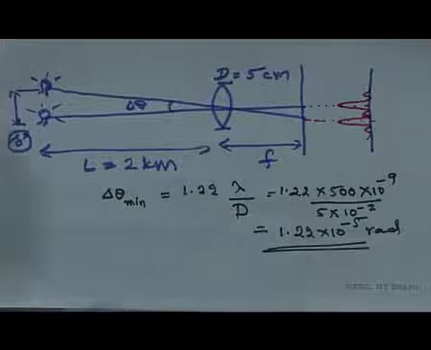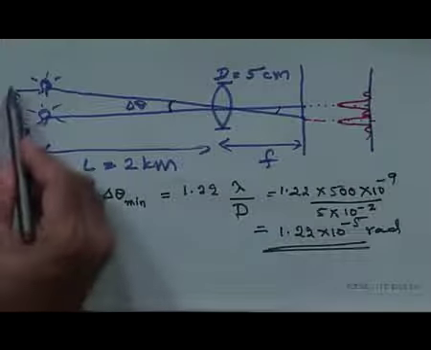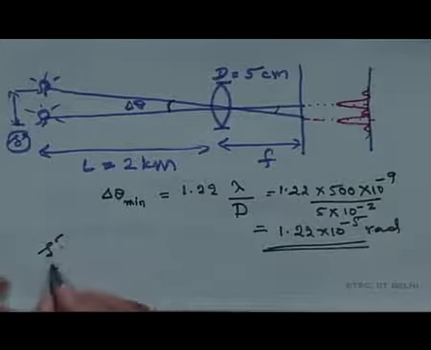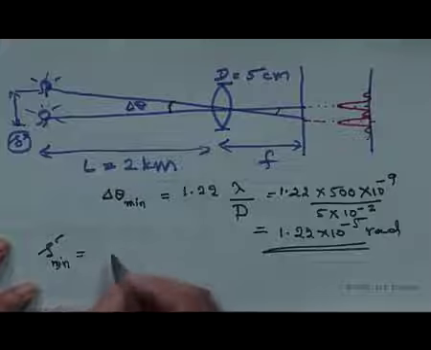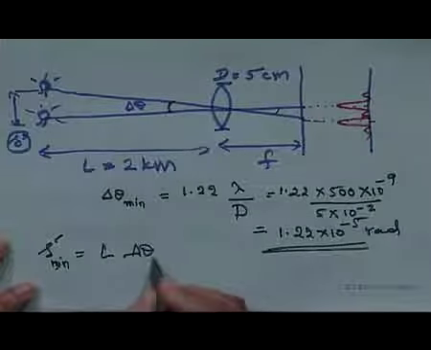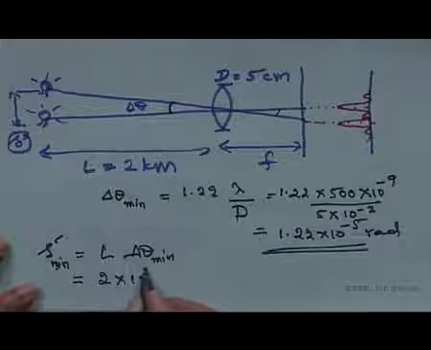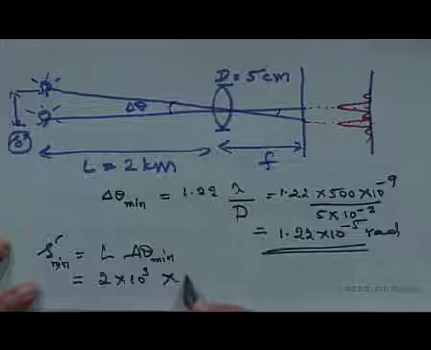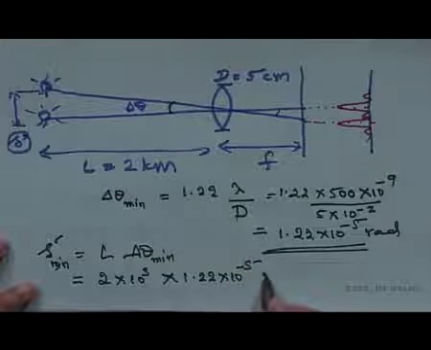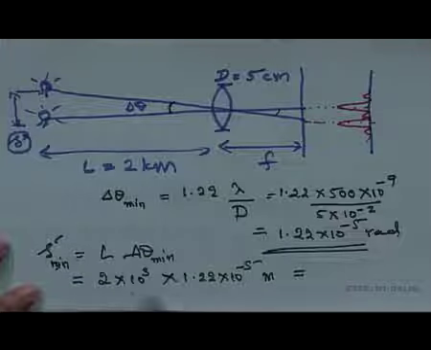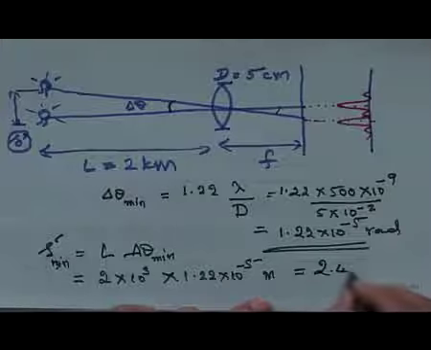The question is what is the minimum. Delta theta minimum on this side is the same as delta theta on this side, and therefore S dash minimum, the minimum separation between the bulbs so that they are just resolvable, is given by L times delta theta minimum. L is here given as 2 kilometer. So, 2 into 10 to the power of 3 meters multiplied by delta theta, 1.22 into 10 power minus 5 radians. This will be so many meters, which is equal to 2.44 into 10 power minus 2 meters, which is 2.44 centimeters.